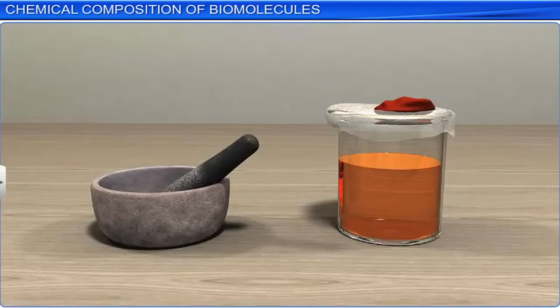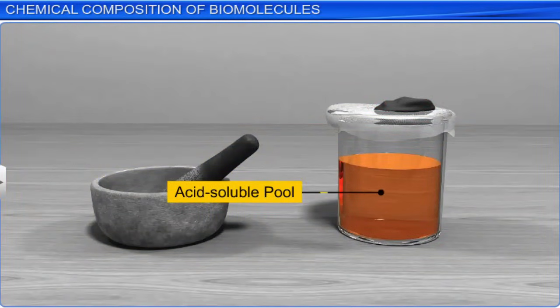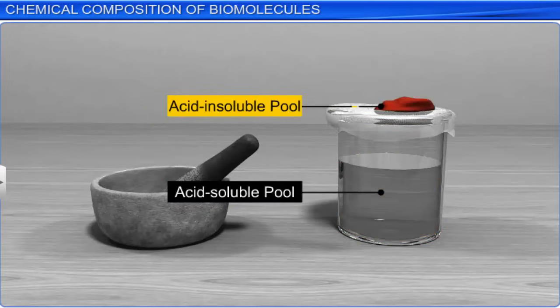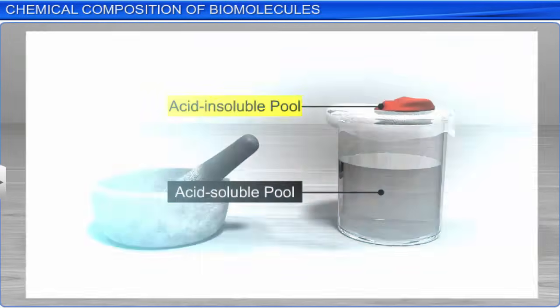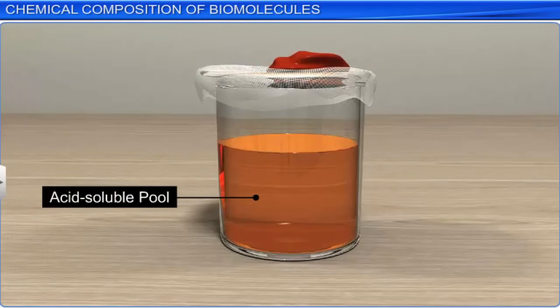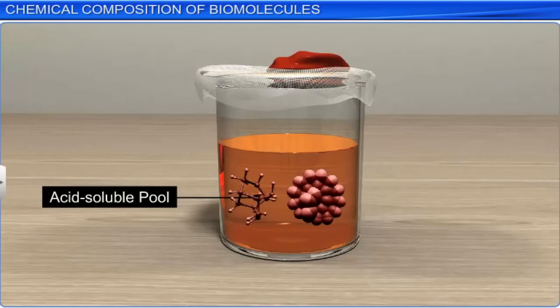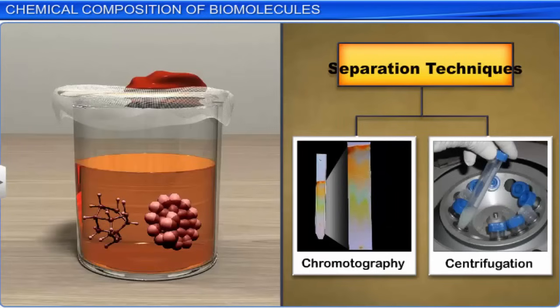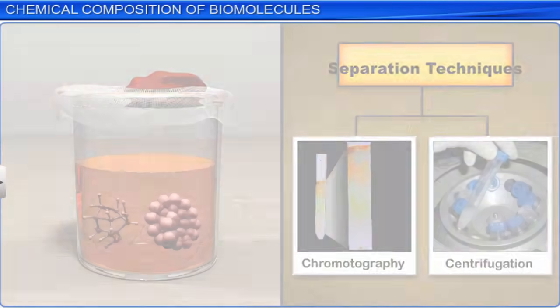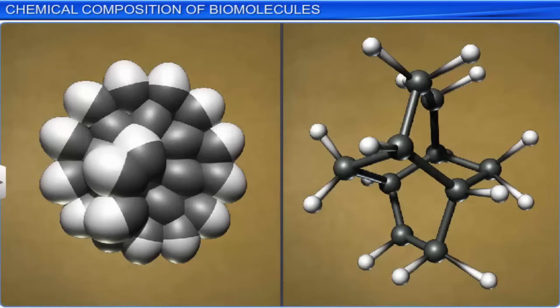Now we strain this slurry through a cheesecloth to obtain two fractions. One fraction is the filtrate or the acid-soluble pool, and the other fraction is the retentate or acid-insoluble fraction. The acid-soluble pool contains organic compounds. Once a compound has been extracted, the next stage is to separate one compound from the others using separation techniques such as chromatography and centrifugation. Thereafter, various analytical techniques are used to identify the molecular formula and the structure of the compound.